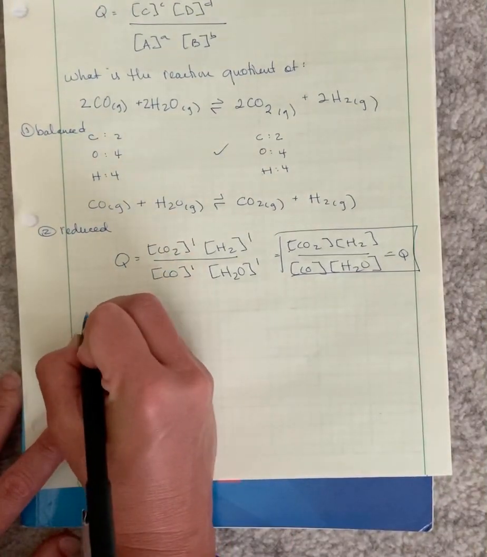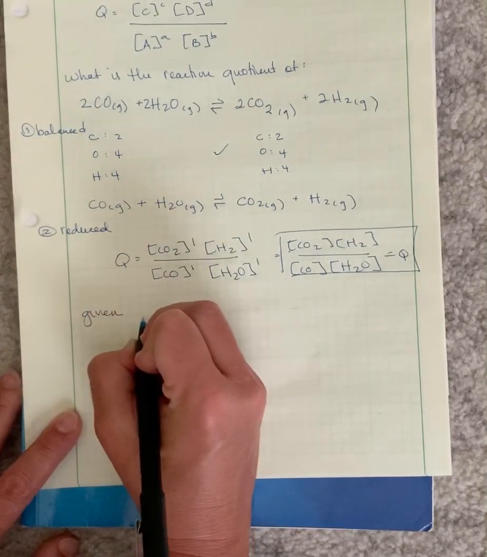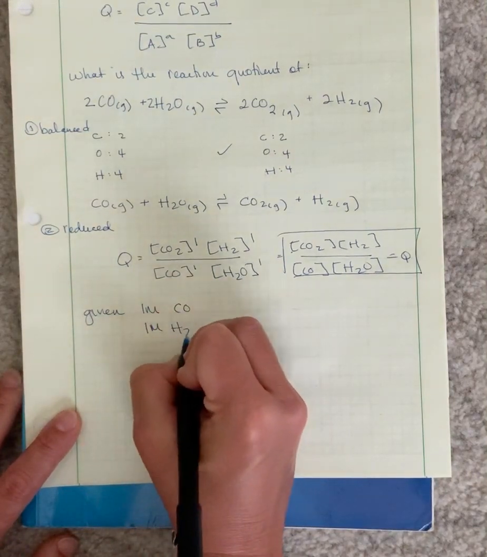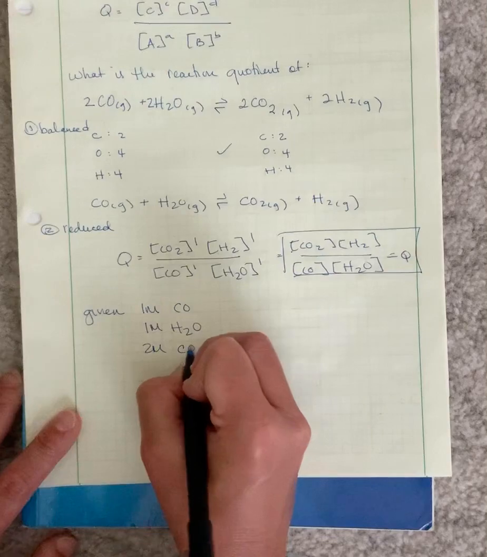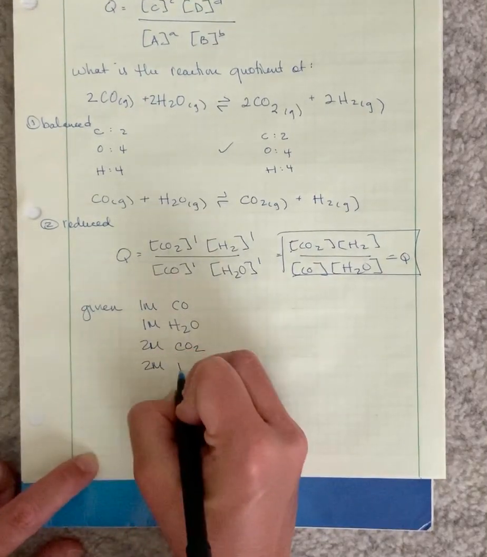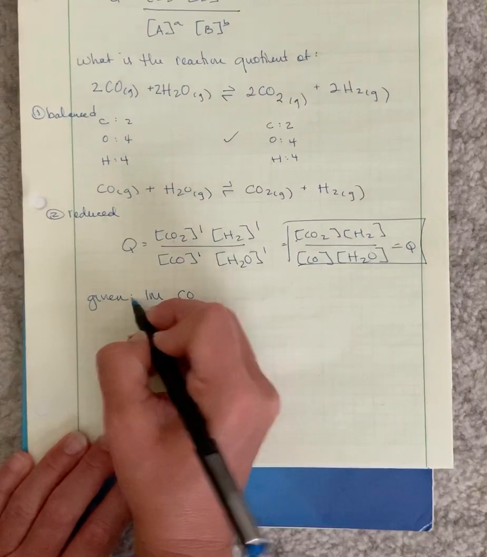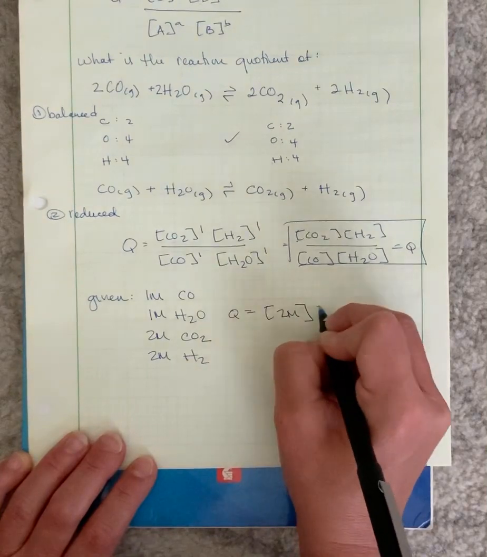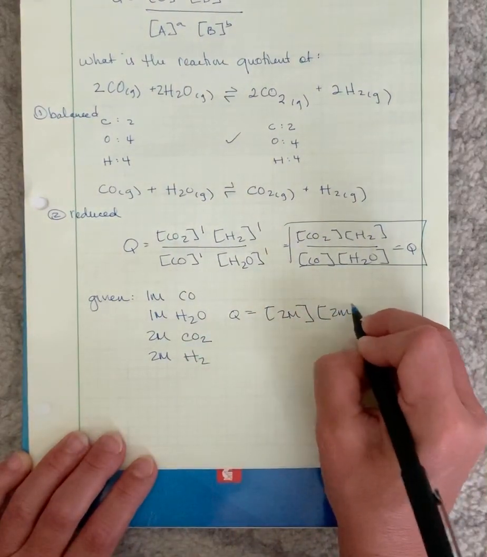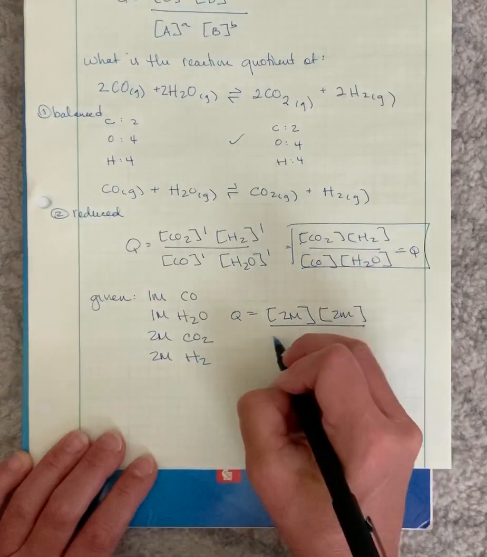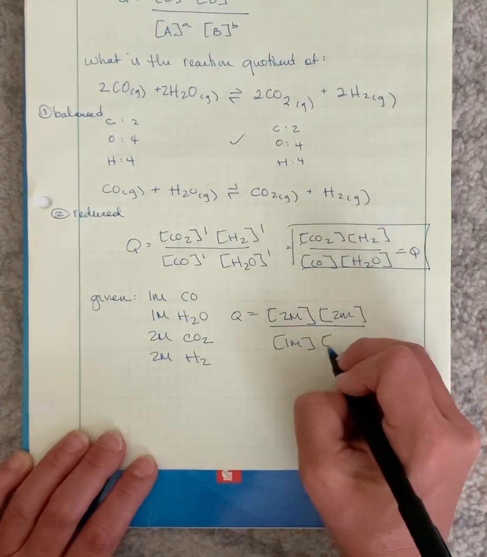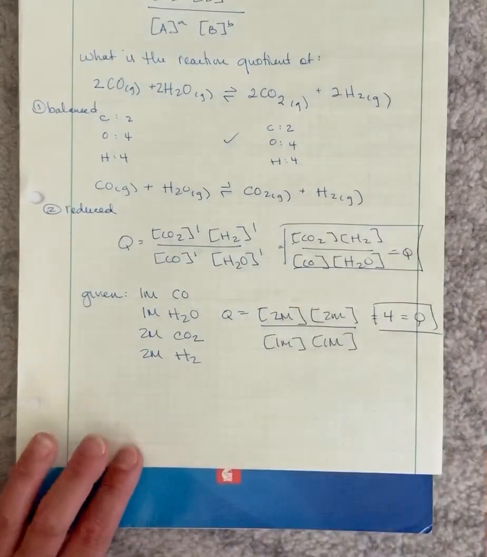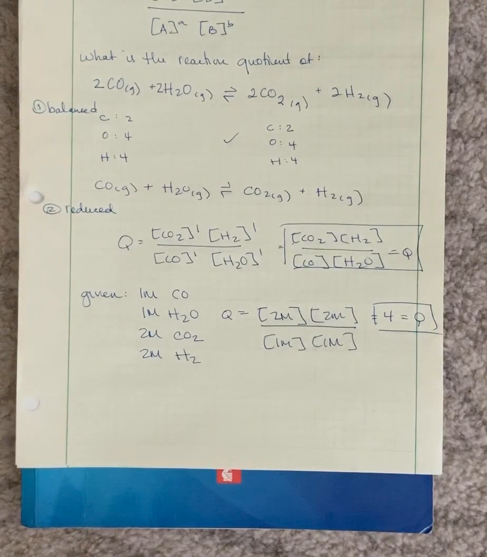Okay, so what if you're given that we have 1 mole of CO, 1 mole of H2O, 2 moles of CO2, and 2 moles of H2? Then our reaction quotient would become CO2, we have 2 moles, 2 moles. H2, we have 2 moles. CO, we have 1 mole. And H2O, we have 1 mole. So our Q becomes 4 for these concentrations.